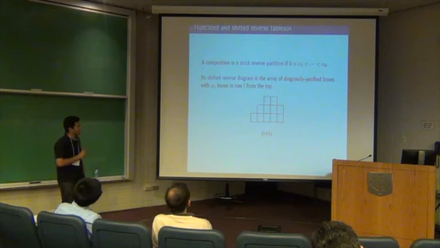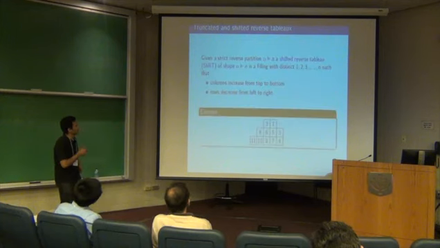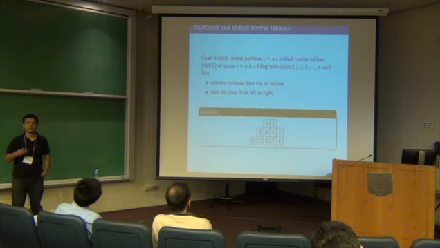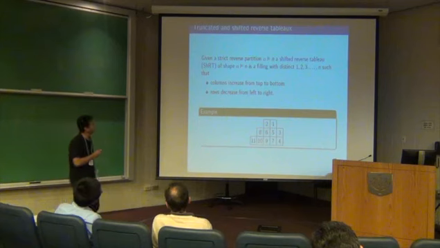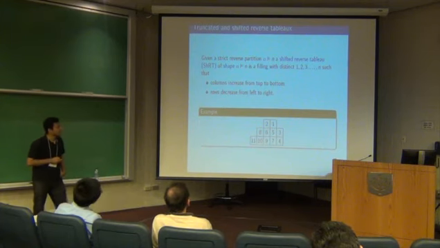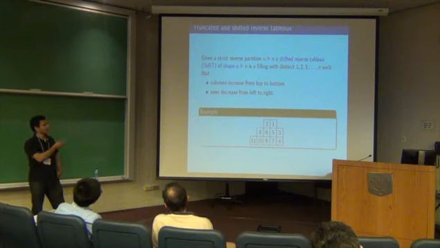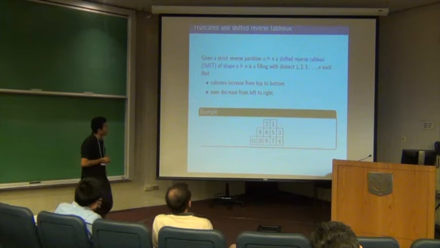And again, I'm going to deal with fillings. So fillings will basically look like the shifted Young tableau. We're going to use reverse alphabet. So given a strict reverse partition, a shifted reverse tableau is a filling with positive integers from 1 to n. And you impose these two conditions here.